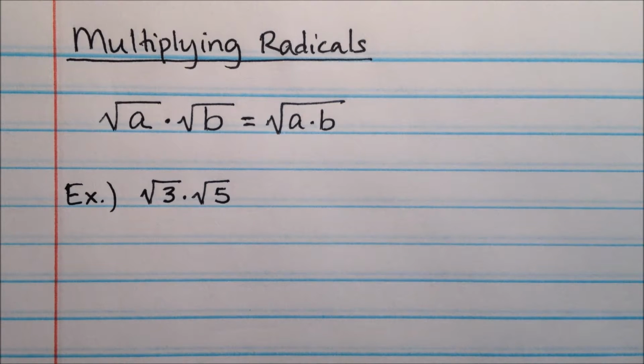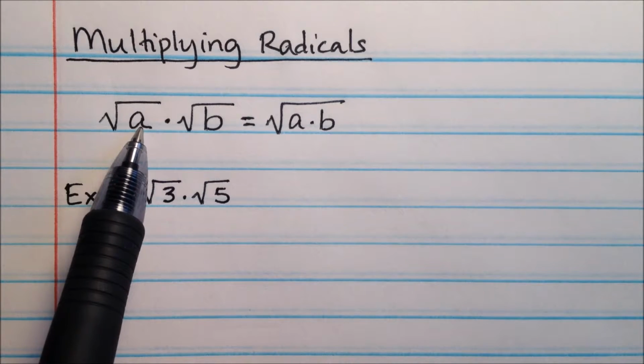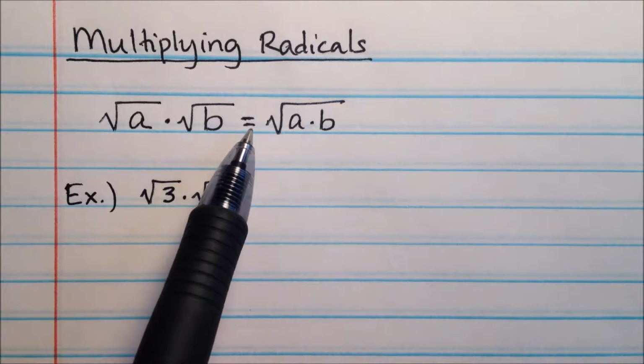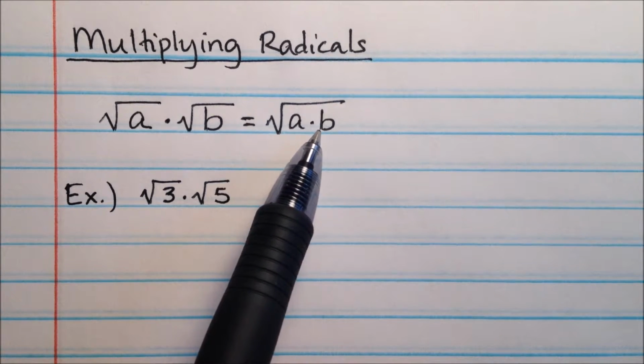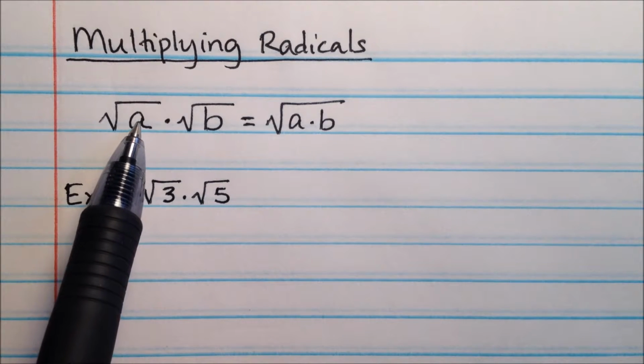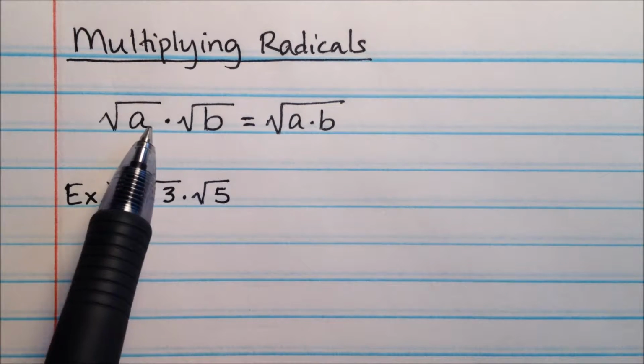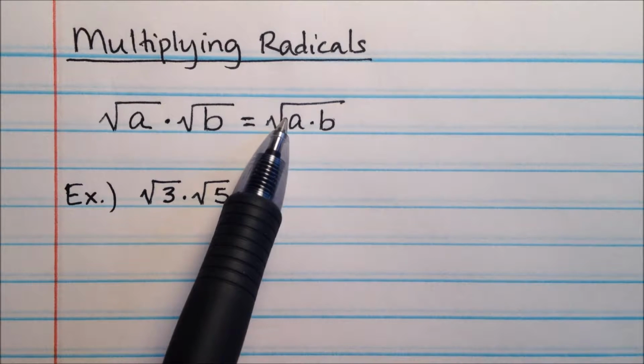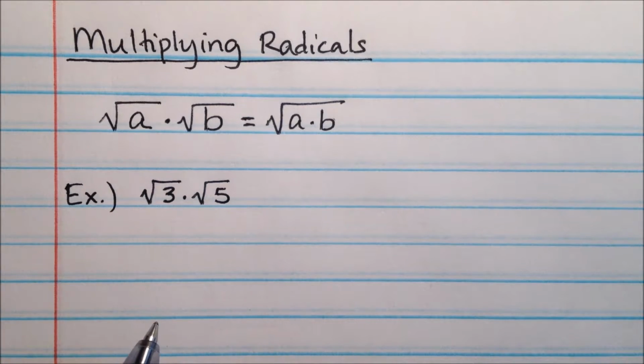In this video, I'm going to discuss multiplying radicals. So the rule that we're going to use for this is the square root of a times the square root of b equals the square root of a times b. So essentially we're taking each one of these radicands separately when being multiplied and putting them together under one radical.